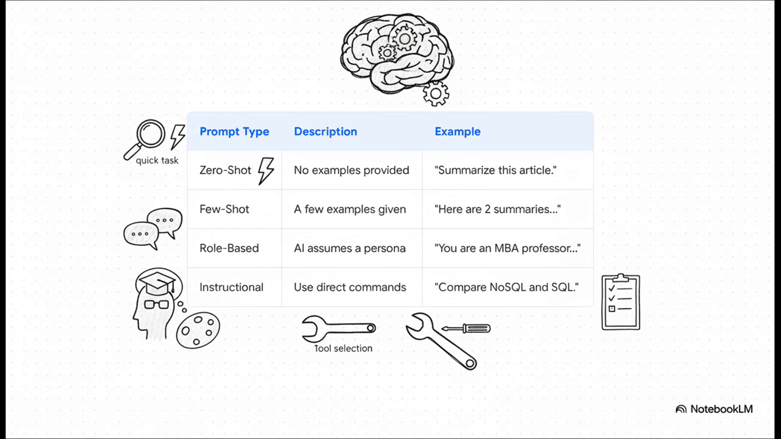But for something more nuanced, you can use role-based prompts. This is where you tell the AI to act as an expert, "You are an MBA professor," and that just taps into its knowledge in a whole different way. The whole point is you got to choose the right tool for the job.